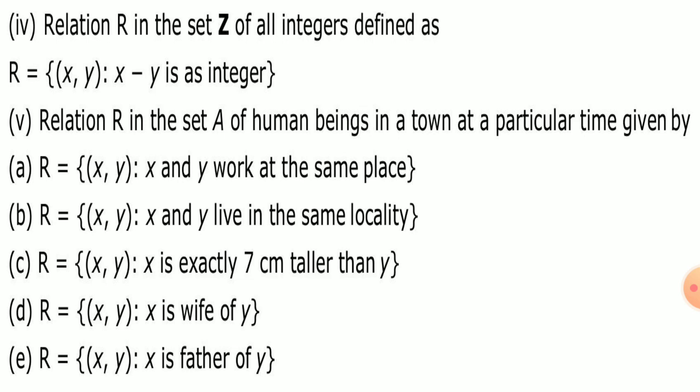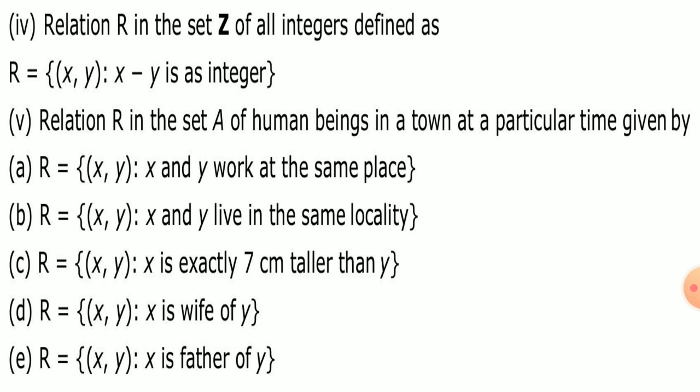Therefore R is a reflexive, symmetric and transitive relation. Okay, next, question number 5. Relation R in the set A of human beings in a town at a particular time is given by: first relation, R is equal to the ordered pairs (x,y) where x and y work at the same place.